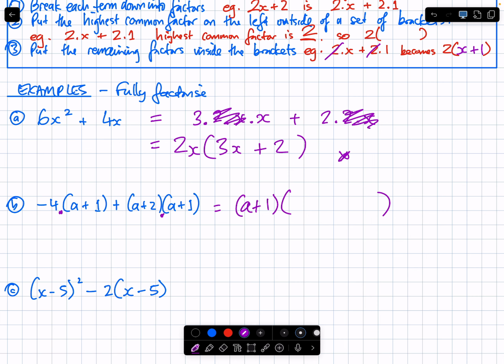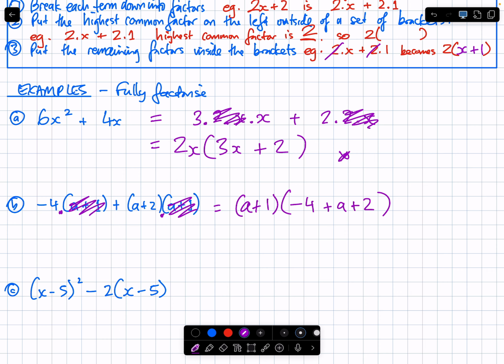What did I do last time? I scribbled out the common thing. The common thing was A plus 1, A plus 1. So after I've scribbled it out, what's left over? You tell me, what haven't I scribbled out? A plus 2. Good, but there's something on the left as well. -4. Yeah, good. So it's -4 plus A plus 2.